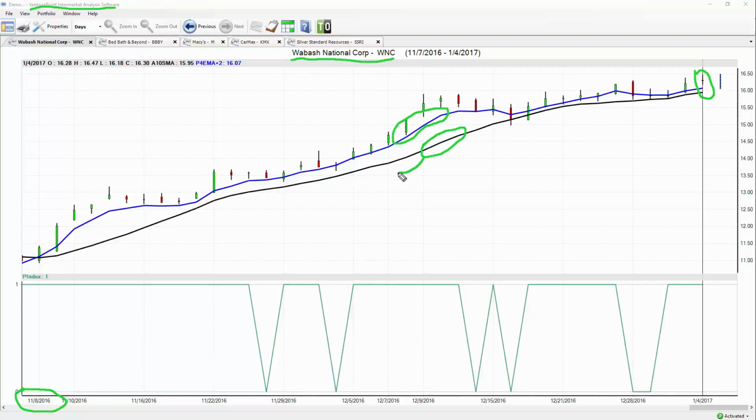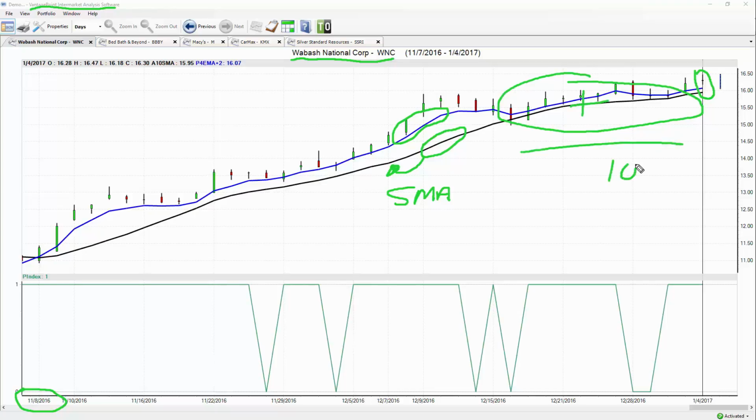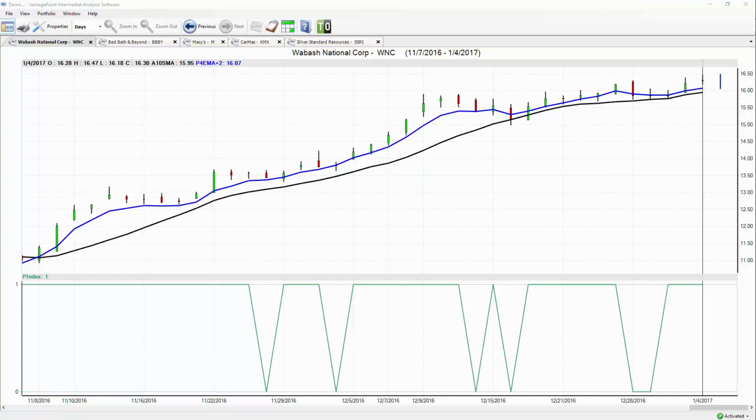Now, the black line that you see on the chart there is a simple moving average, a regular SMA. So it's a very easy indicator to calculate, because it only takes the last 10 close prices, adds those all together, and then divides by 10. And it's going to keep plotting that line moving forward through time. So it's a moving average.